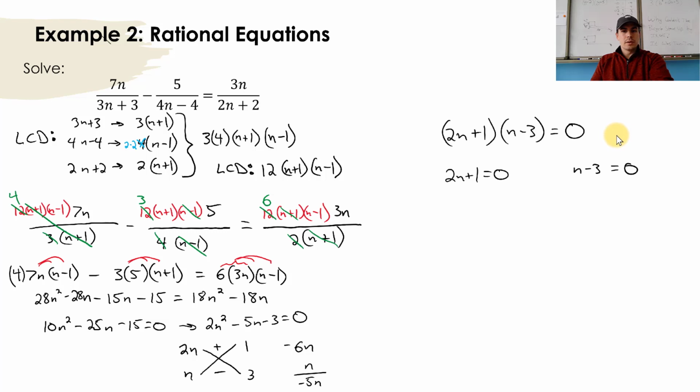Set both of those equal to 0 and solve, and we get n is equal to -1/2 and n is equal to 3. Now here's where we have to check. Always remember to check. We're not done at this point. We have to take a look at our domain restrictions.